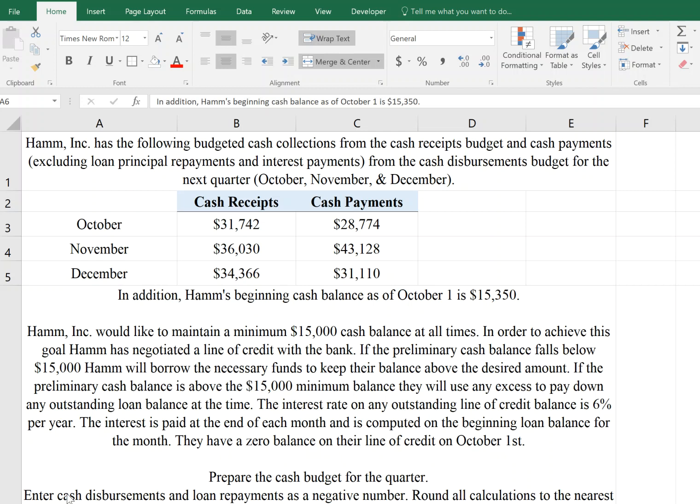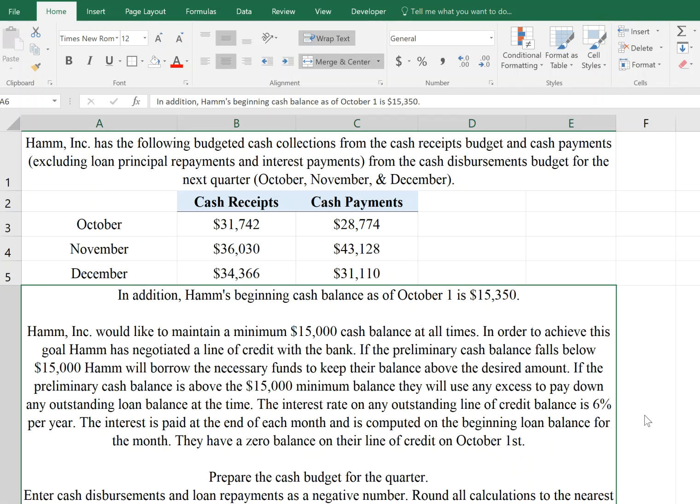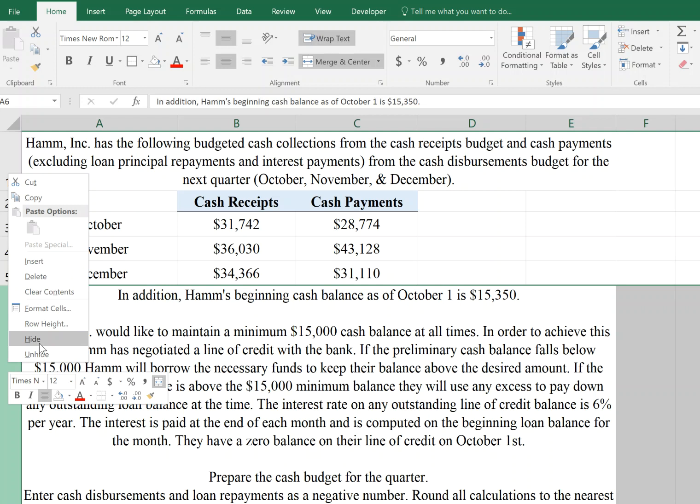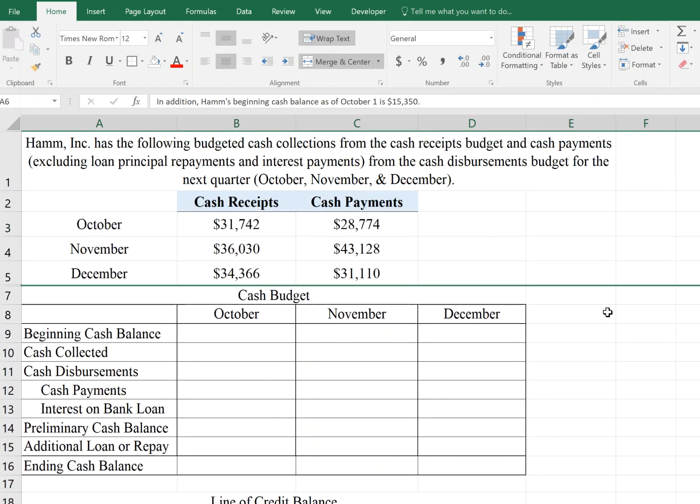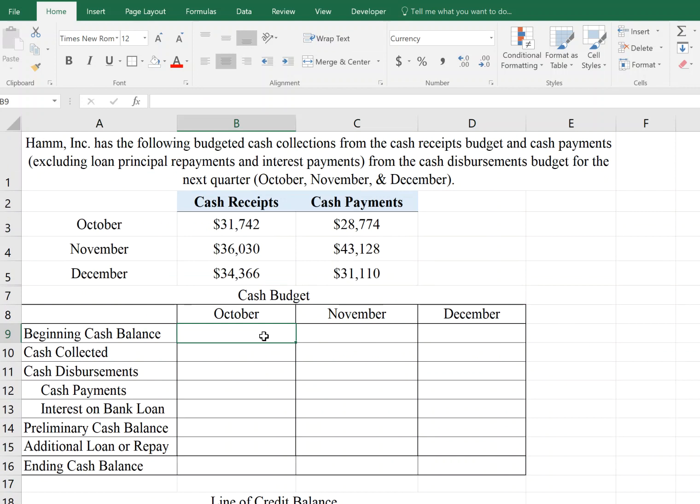Prepare the cash budget for the quarter. Enter cash disbursements and loan repayments as a negative number. Round all calculations to the nearest whole dollar. Okay, so I'm just going to hide this here because it makes it really difficult to get the information that we need to complete with that big blob of data in there. So we'll just start filling things in as we know them.